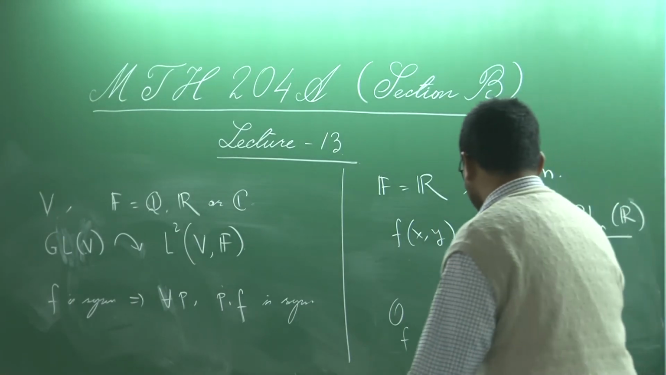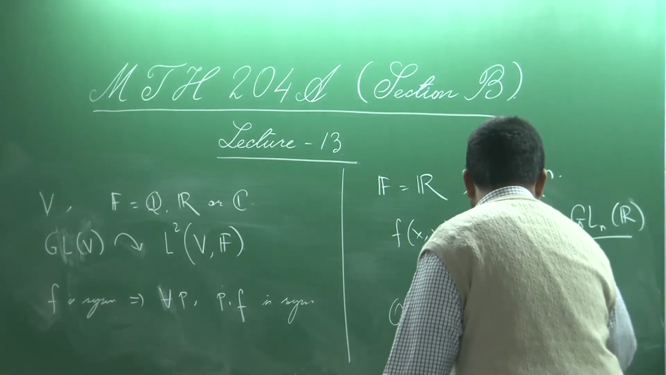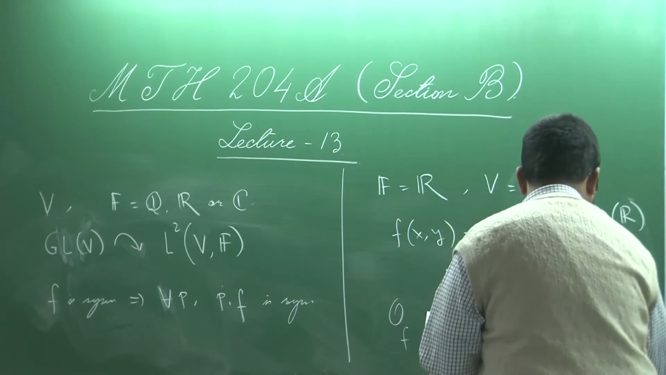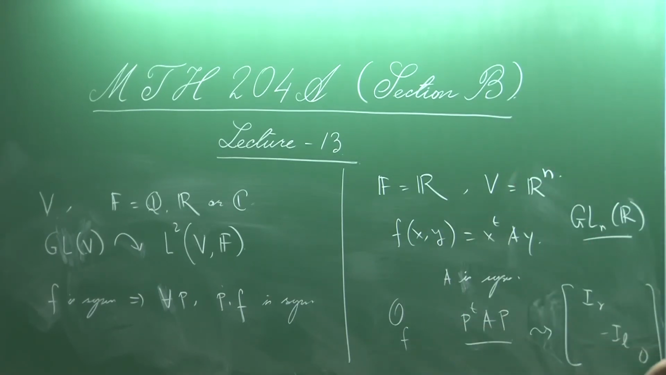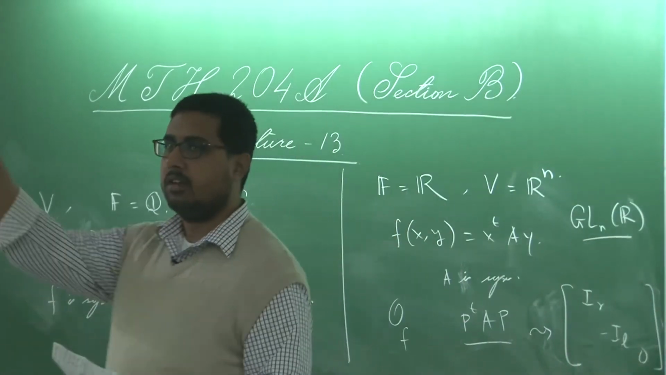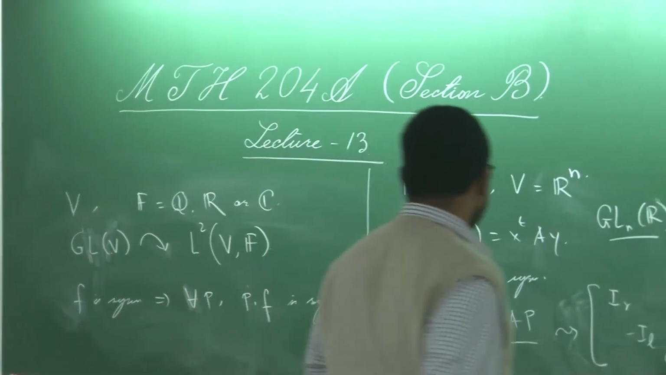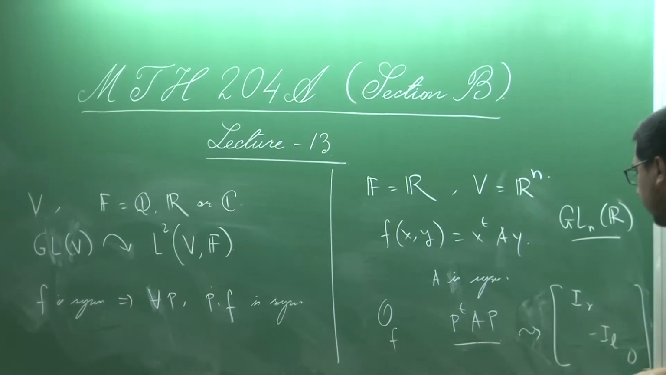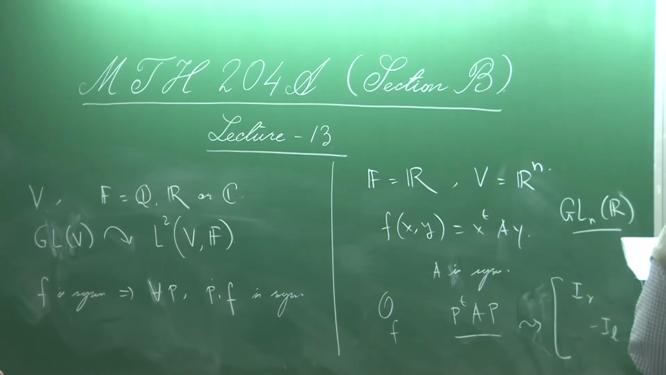by applying P suitably we can bring its matrix to this form, I_r, minus I_l, 0. So the orbits of symmetric bilinear forms on Rn correspond to different signatures, okay. That follows from linear algebra, because each orbit consists of a unique matrix of this form. All right.